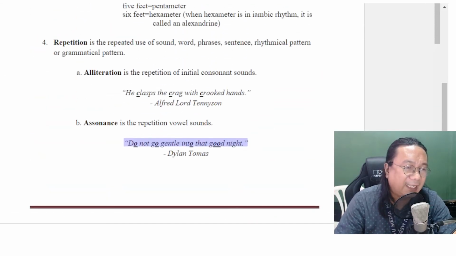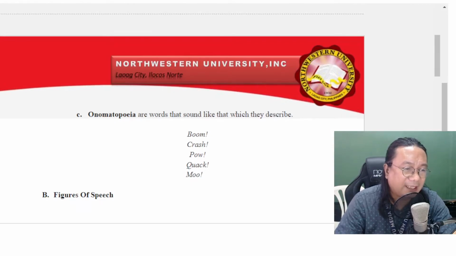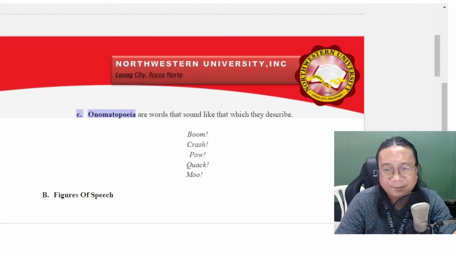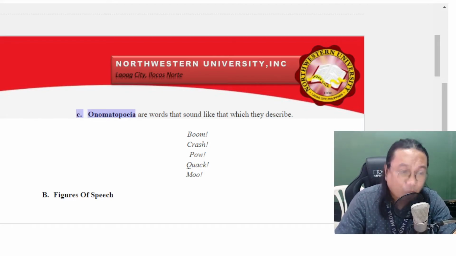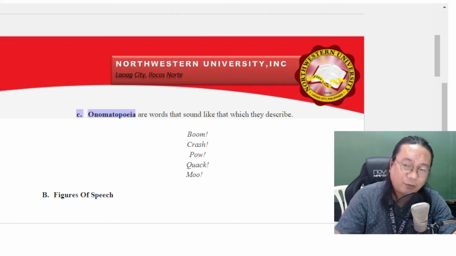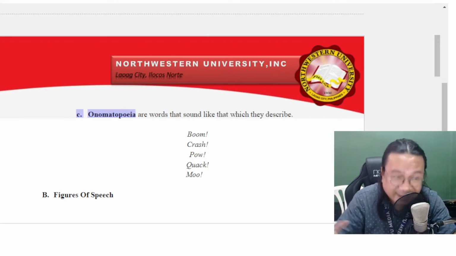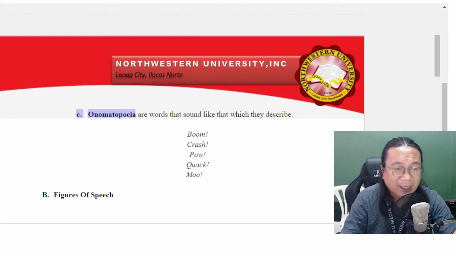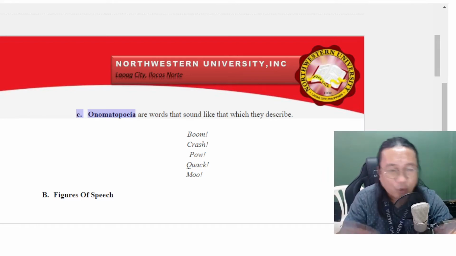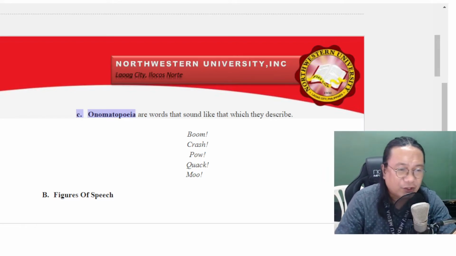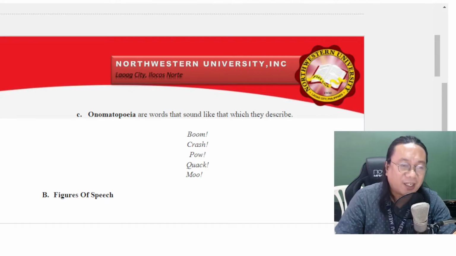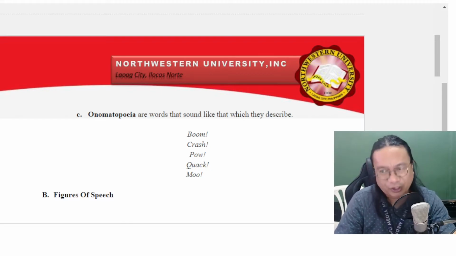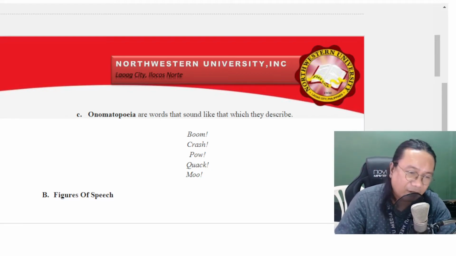Okay, and the last one is what we call onomatopoeia. When we say onomatopoeia, these are the words that sound like which they describe. For example, boom, crash, pow, quack, moo. So those are onomatopoeic words. You can use that in your poems as well.